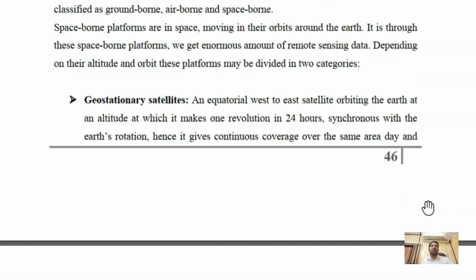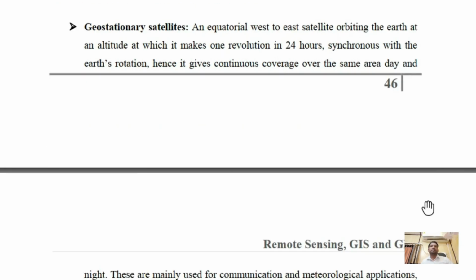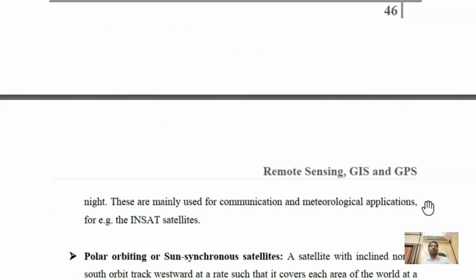Geostationary satellites. An equatorial west to east satellite orbiting the Earth at an altitude at which it makes one revolution in 24 hours, synchronous with the Earth's rotation. Hence, it gives continuous coverage over the same area day and night. Those are mainly used for communication and meteorological applications, for example, the INSAT satellites.